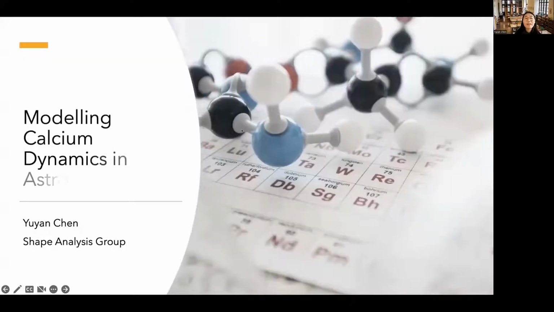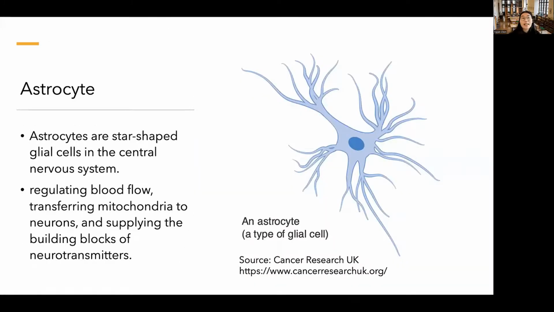Okay. Hi, everyone. My name is Yuyan, and I'm in my 4th year in Math and Computer Science. I'm going to talk about modeling calcium dynamics in astrocytes. So first, what is an astrocyte? Astrocytes are star-shaped glial cells in the central nervous system and have many important functions, like regulating blood flow, transferring mitochondria to neurons, and supplying the building blocks of neurotransmitters.